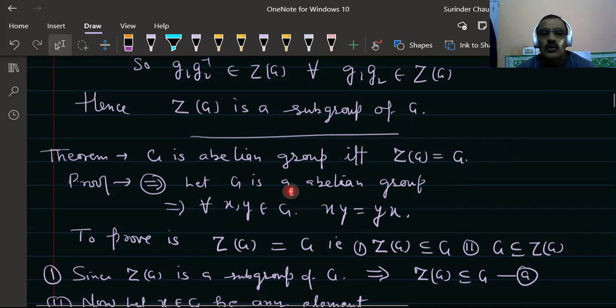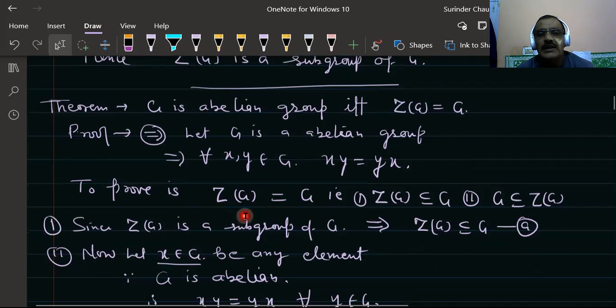So let us say given is: G is abelian if and only if ZG equals G. The necessary part first. Let G be an abelian group. If G is abelian, this implies for all x, y belonging to G, xy is equal to yx. What to prove? We have to prove that ZG is equal to G, that is, ZG is a subset of G and G is a subset of ZG.